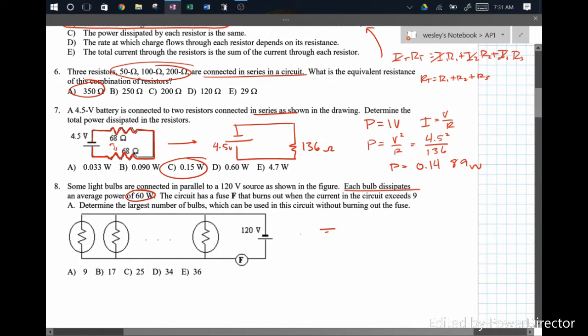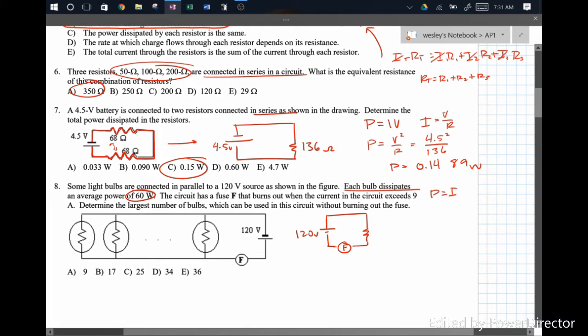Okay, so an illustration is going to help here. We have 120 volts. We're going to put in one of these resistors. We're going to put in one of those. We have a little fuse. Okay, so I have 120 volts and 60 watts.